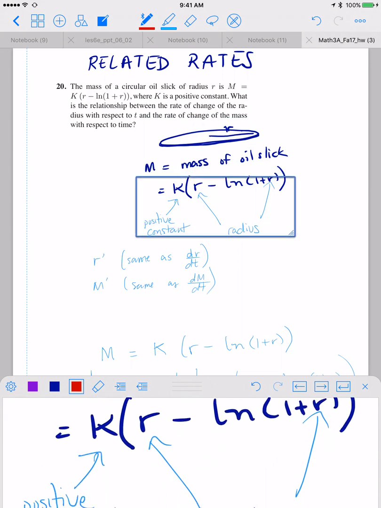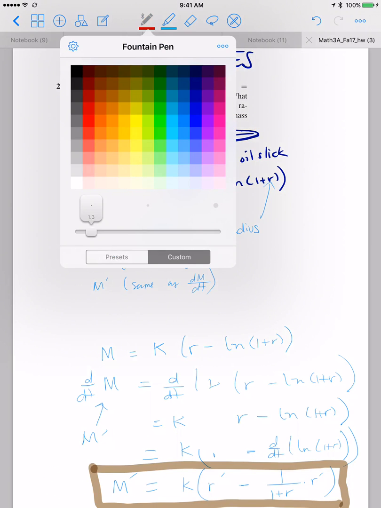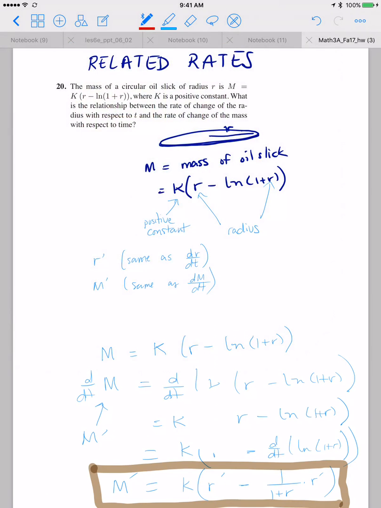So it's K, and K is a positive constant. So K is some positive constant. Who knows what impacts K? Probably the properties of the oil that's spilled. Might be an issue of viscosity. That might be a constant that will impact the overall mass. And then r minus the natural log of 1 plus r. So r is the radius of the oil slick.